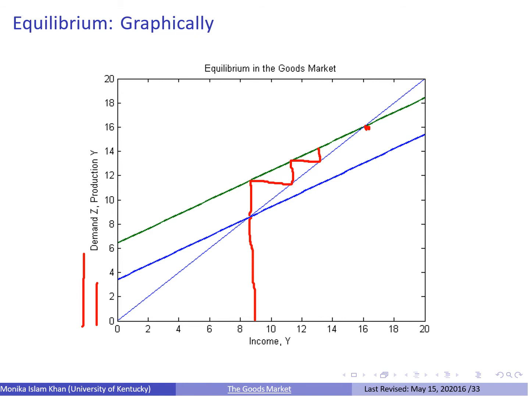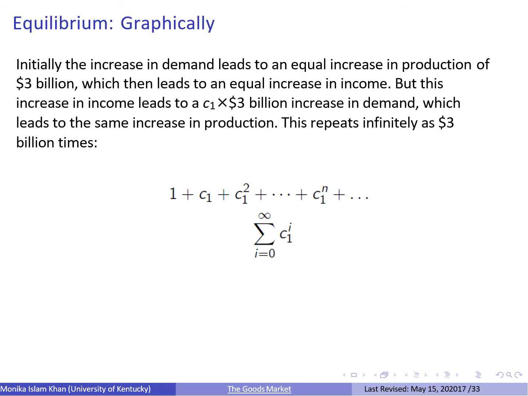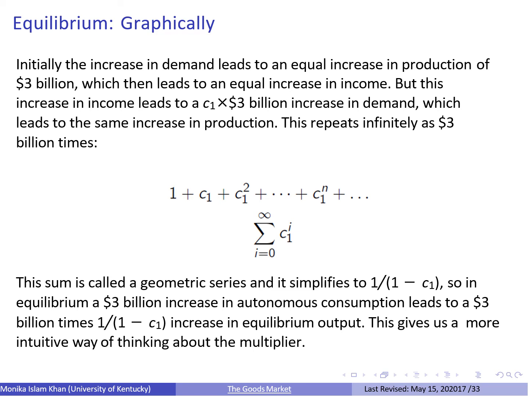So, following an increase in autonomous spending, there is an increase in income and an increase in production. Initially, the increase in demand leads to an equal increase in production equal to the autonomous spending, which leads to an equal increase in income. But this increase in income leads to an increase in demand of the marginal propensity to consume times the autonomous spending, which leads to the same increase in production. This repeats infinitely and sums up to a geometric series as shown below. This geometric series simplifies to 1 over 1 minus C1, which is also the multiplier.